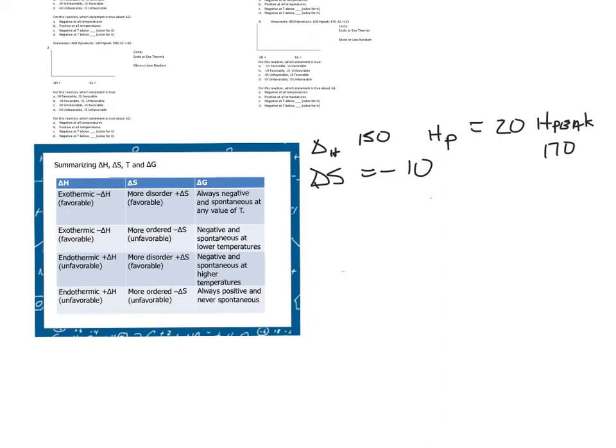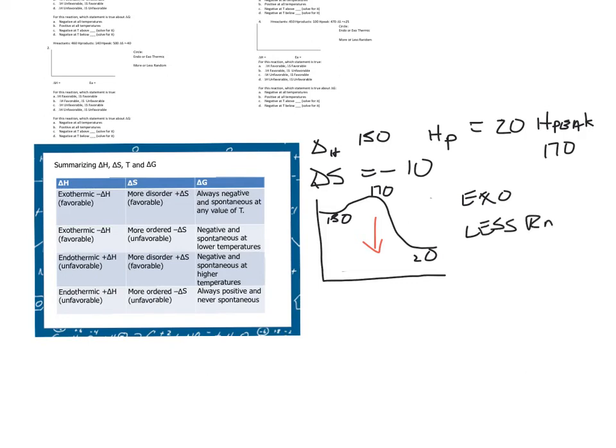I'm going to go through the same scenario here. If I thought about what this graph would look like, I would be starting at 150, going up to 170 at my peak, and then going down to 20. So I would have a graph that looks like this, and this is an exothermic graph because this reaction is losing energy. My delta S is still negative, so it is still a reaction that produces less randomness.